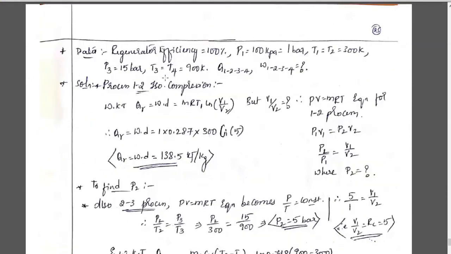How do I find out? Observe, regenerator efficiency is 100%. P1, T1, whatever the data I told, it has been taken. We have to find out Q as well as work done. How do I find out the Q?